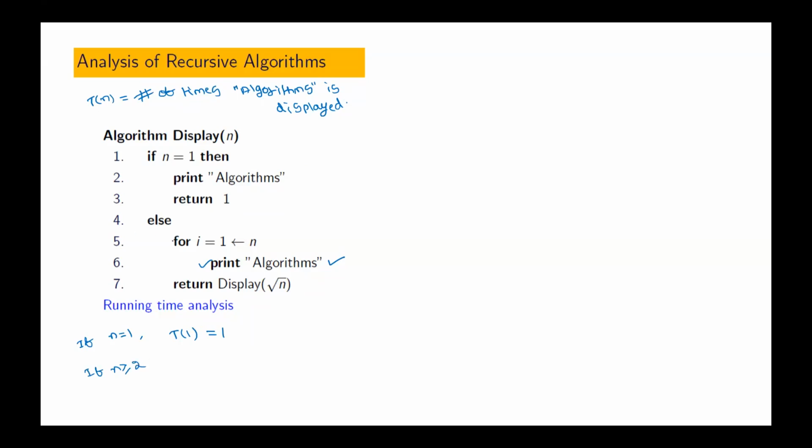We actually go to the else part. In the else part, how many times is algorithms printed? Similar to the previous case, first n times it is printed. So T of n can be written as n plus. Again, we are calling the same algorithm, but only the parameter is different. Earlier we had n, now it is root n. What is the time for this part? That means how many times in this algorithm it is printed? T of square root of n. Is that okay?